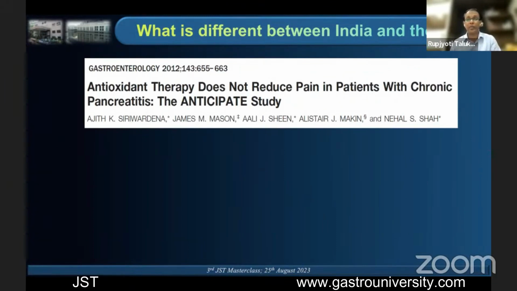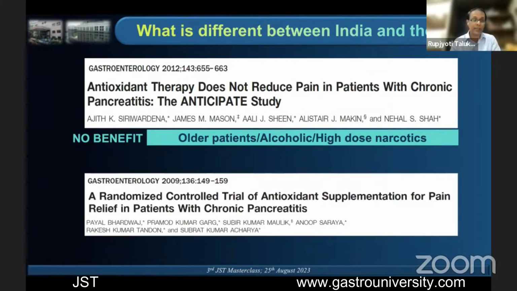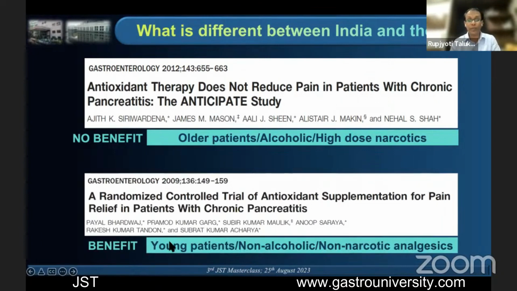benefit in this patient. And then unfortunately, most of the Western practitioners follow this study. They do not have much belief in antioxidants. But if we dissect out these two studies by Pramod Garg's group and this one, the Anticipate trial patients were older, they were alcoholics, majority of them were smokers, and they had high dose of narcotics. But if we see the Indian study, these patients which showed a benefit were young, non-alcoholic, non-smoker, and non-narcotic. So they were not given any high potency narcotics. So this is an important lesson.